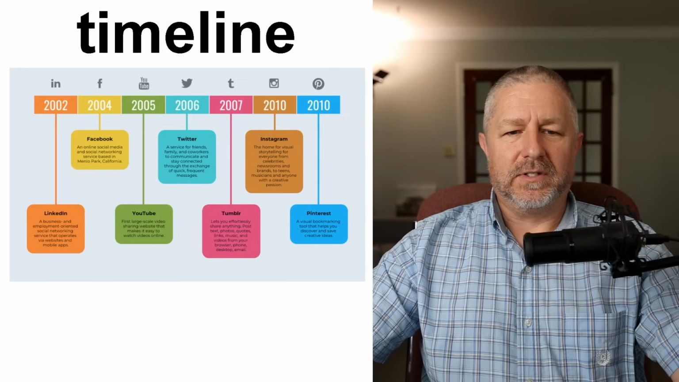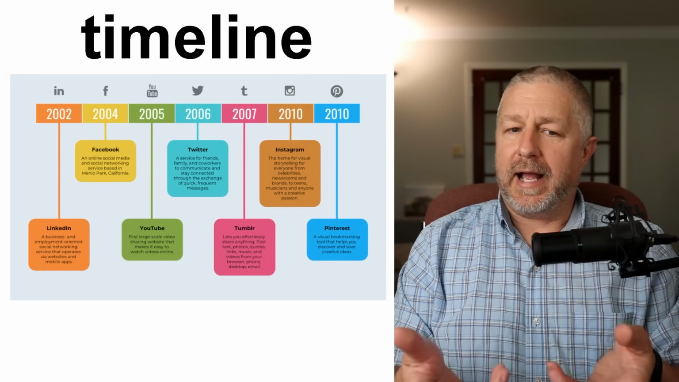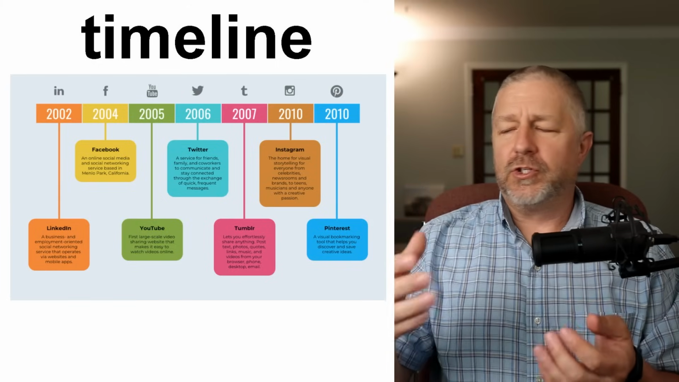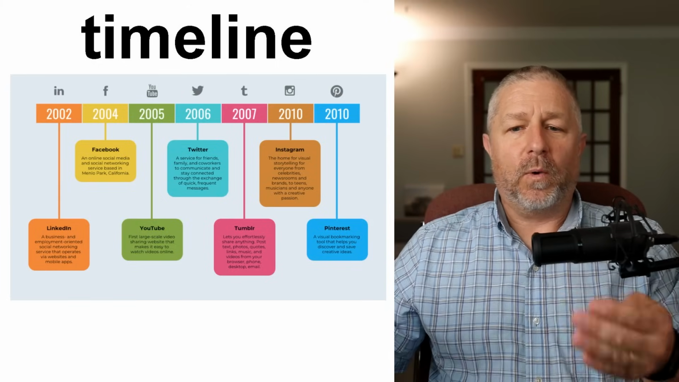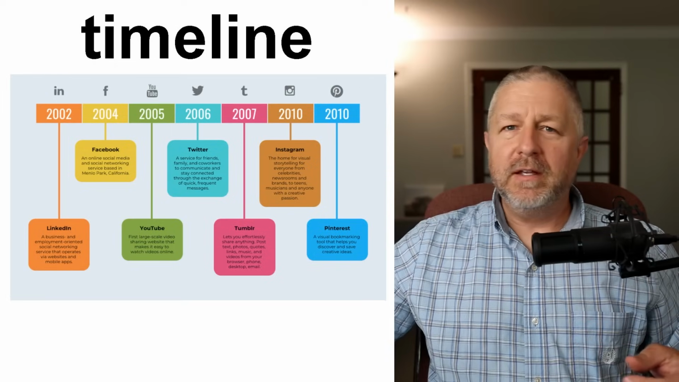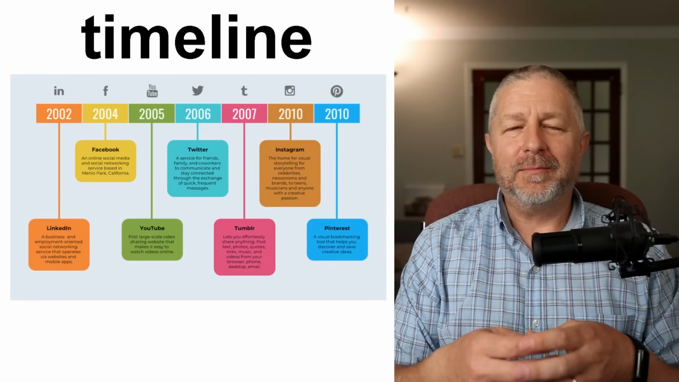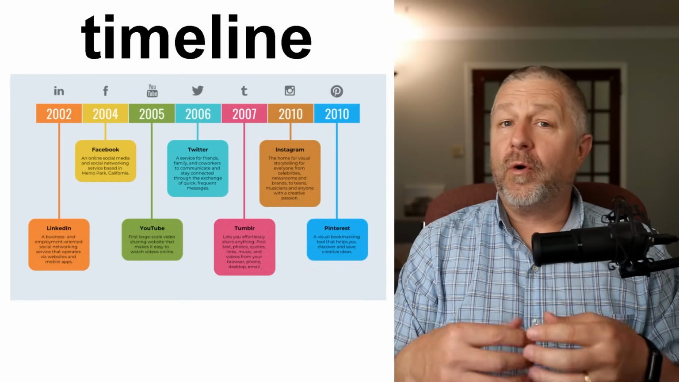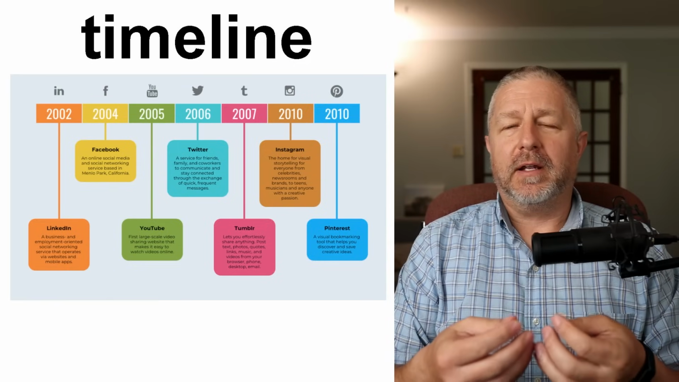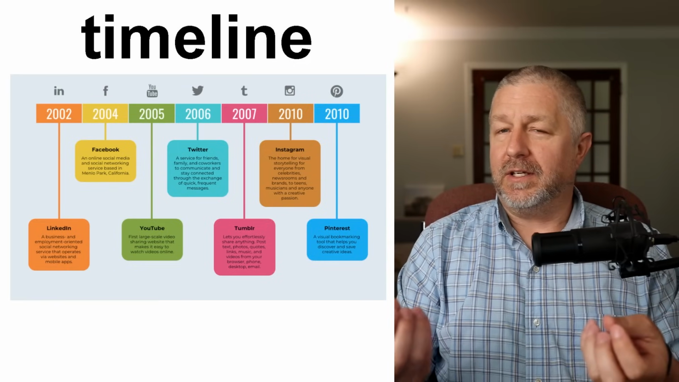A timeline. So this is the timeline of different social media apps. And a timeline is this really nice visual graphic of what has happened over time. If you ever studied history in school, you probably have seen or made timelines. So they might say, create a timeline about the history of Canada from 1800 to 1900.